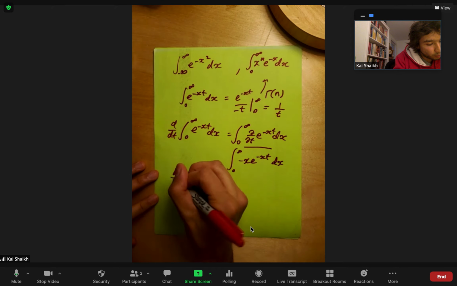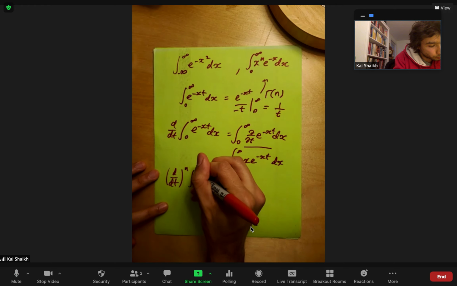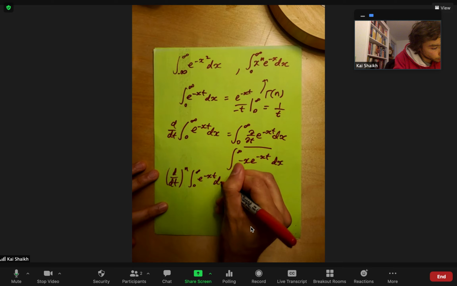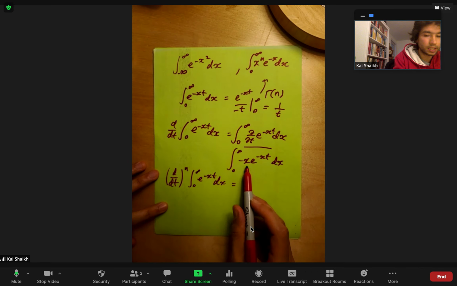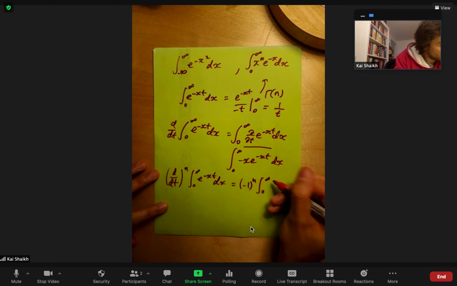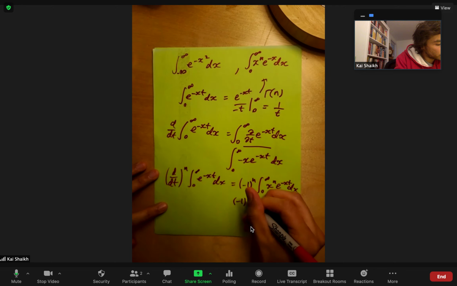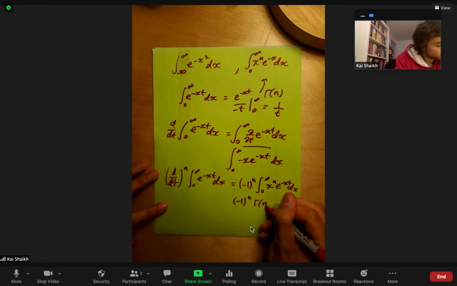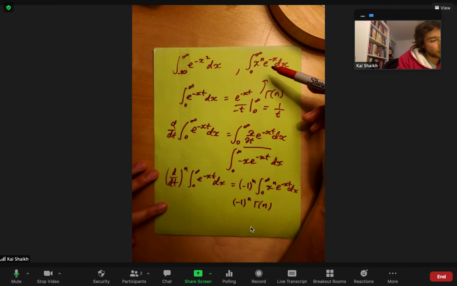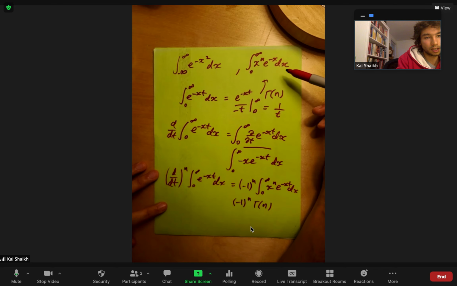In particular, if we take the derivative with respect to t n times of this function, this is just going to bring down a factor of minus x n times. It's going to be minus 1 to the n, integral from 0 to infinity, x to the n, e to the minus xt dx. Evaluating at t equals 1 will just give us minus 1 to the n gamma n, because we've defined gamma n up here as the integral from 0 to infinity of x to the n e to the minus x dx.